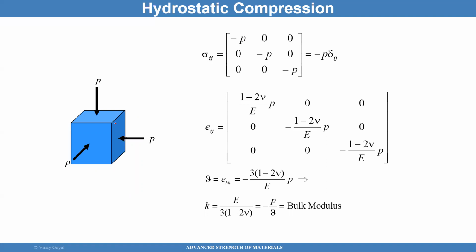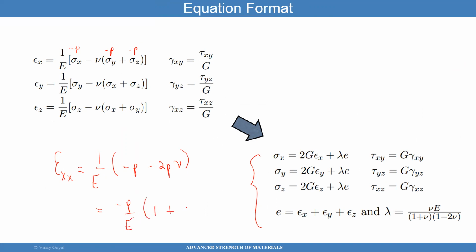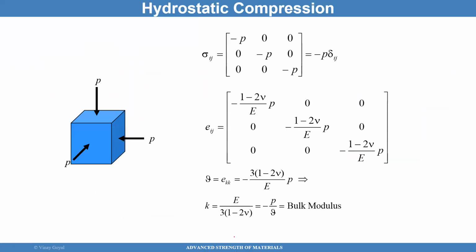That makes total sense. So then what is the strain? Let's look at that. How do I do that? I can substitute minus P here, minus P here, and minus P here. When I do that, epsilon xx becomes 1 over E times minus P minus 2P nu, and then minus P can be extracted out like this. And that's the strain in that x direction. But it turns out that epsilon yy will give you the same answer, and epsilon zz will give you the same answer. I'll invite you to do it at home.